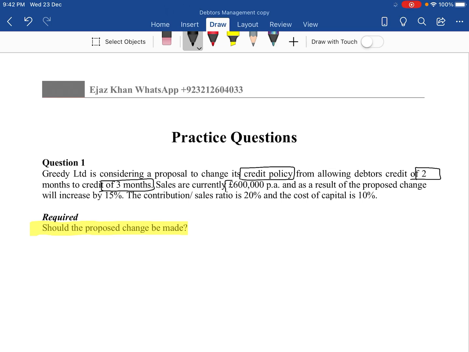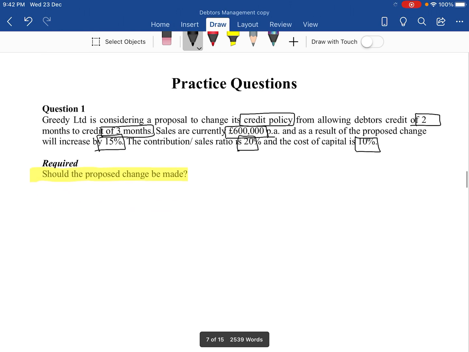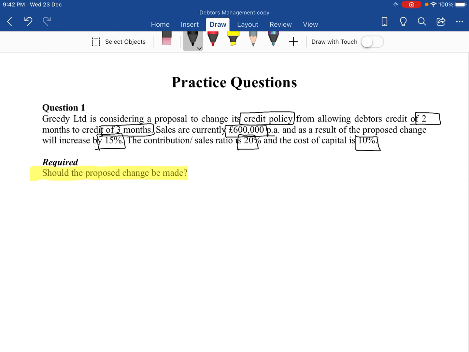The current sales figure is $600,000 per annum, and as a result of the proposed change, it will increase by 15%, and the contribution to sales ratio is 20%, and the cost of capital is 10%. So we have to state whether this change should be made or not. So let's look at the impact that this policy is going to have on the profit of the company, and if the profit is going to increase, we will recommend this change to be implemented.